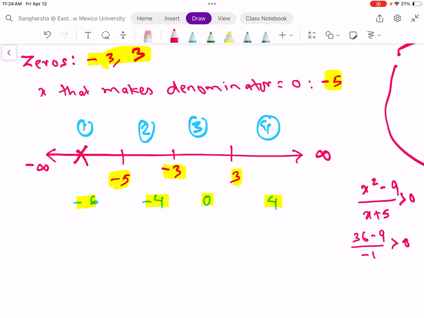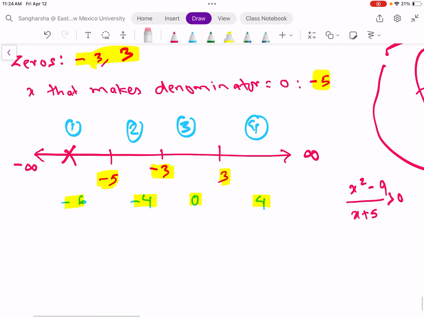Now let's check for -5. If you substitute -5 in this inequality, we have -5 square, 25 minus 9, over -5 plus 5, 0, greater than 0. So we have 25 minus 9, that is 16 over 0. What is 16 over 0?